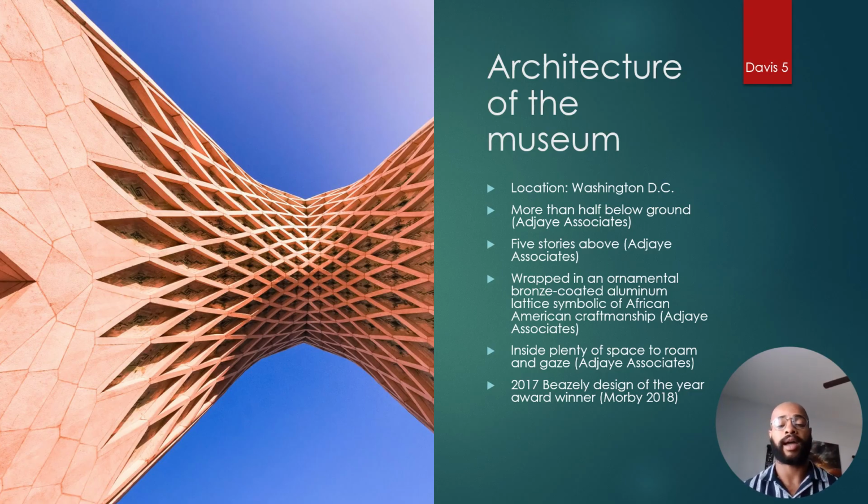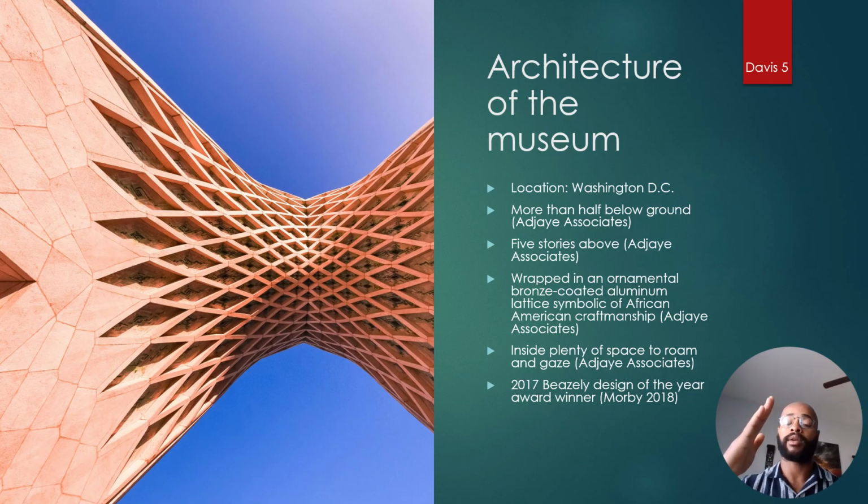Now we're going to dive into the architecture of the museum. The location is in Washington, D.C. More than half of the actual museum is below ground, according to the Ajayi Associates. There are 5 stories above. It is wrapped in an ornamental bronze-coated aluminum lattice, symbolic of African American craftsmanship, that can actually rotate, similar to the National Monument, was the goal.